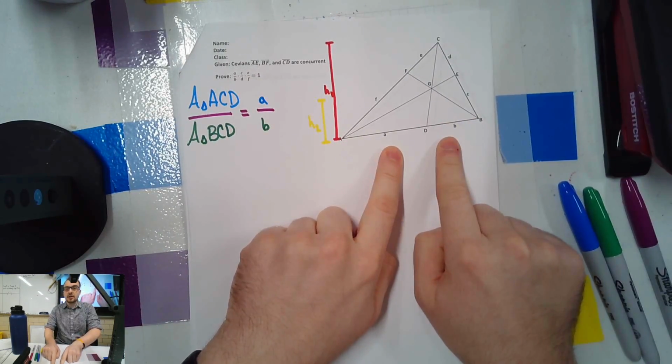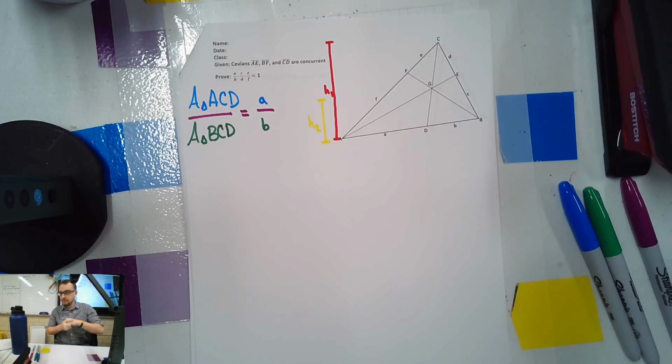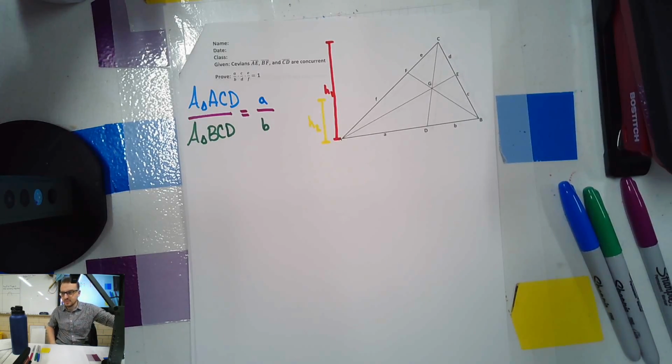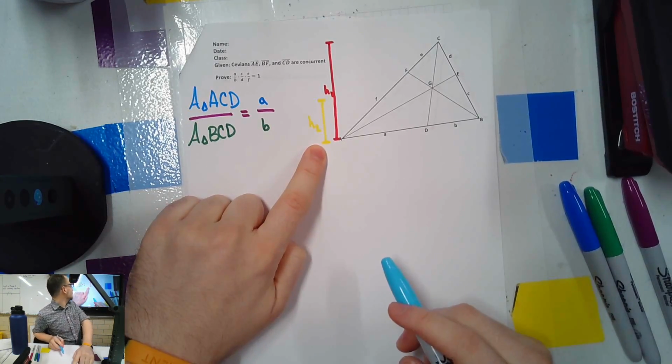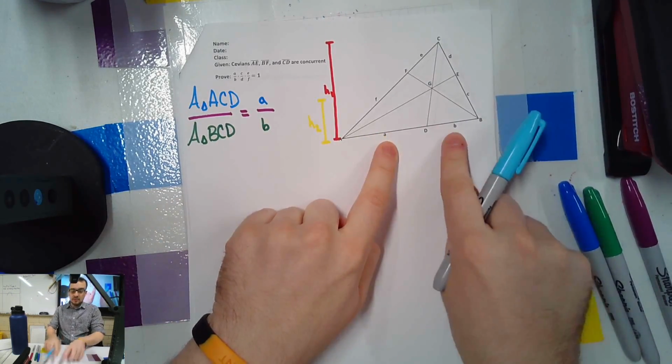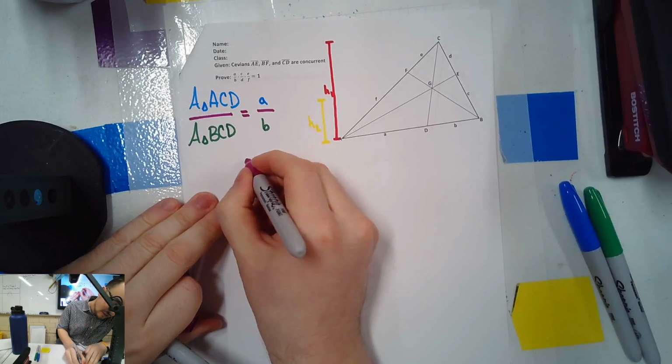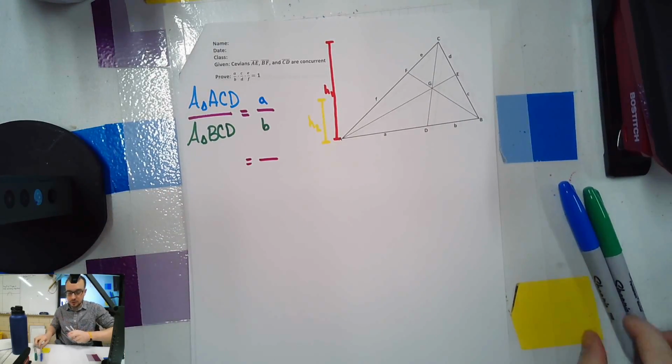What triangles am I talking about? They have this height in common, and they also have bases A and B. So what I'll write is this. They're also going to be proportional to A over B.